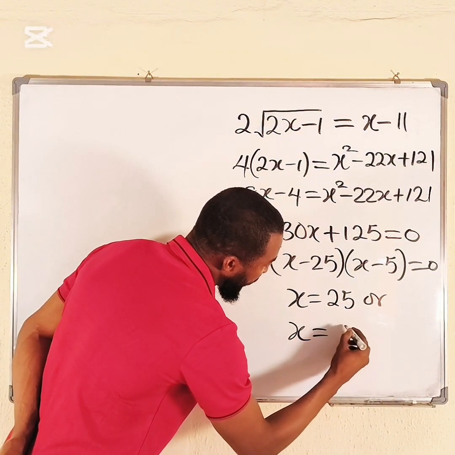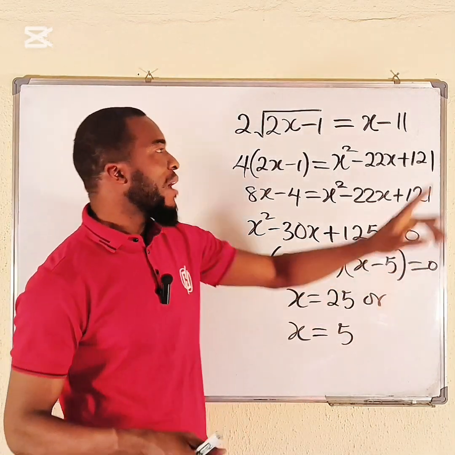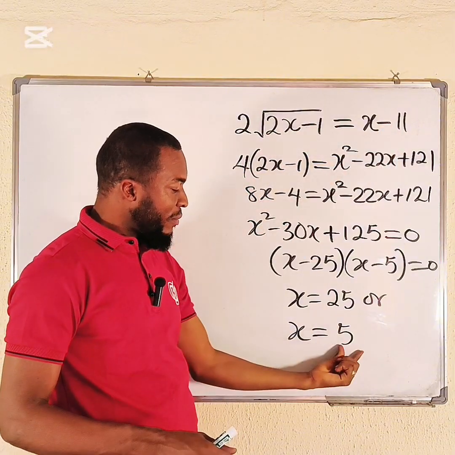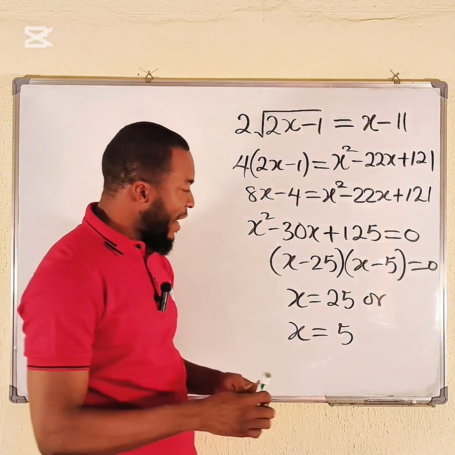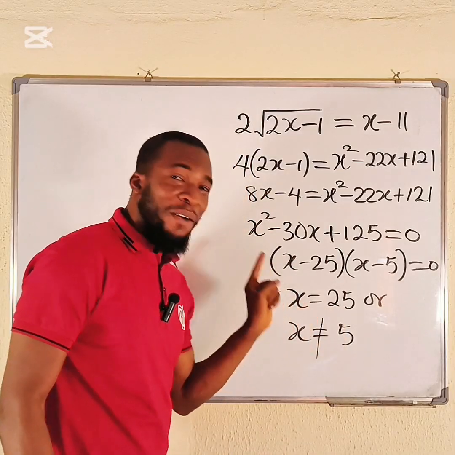x equals 5. But remember, we have learned that x will have to be greater than or equal to 11. But this number here is less than 11. Therefore, we are going to discard this one and consider this one. Even this, we have to confirm.